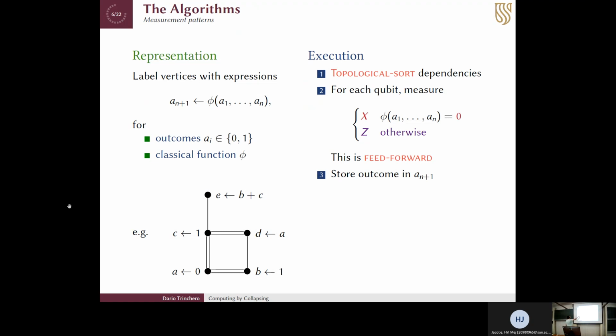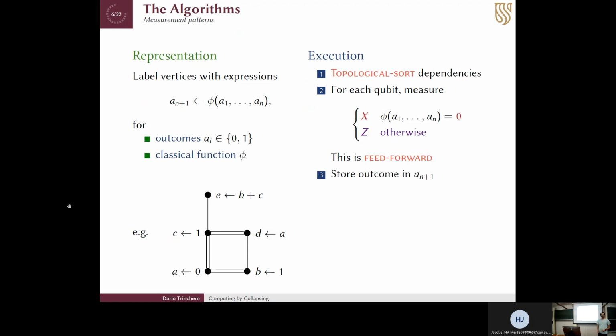So the a_i represent outcomes. In particular, the a_i appearing as arguments to the function phi are the previous outcomes. Phi is some classical function that will compute, and the result of that function will tell us whether or not to measure an x or z basis. I should mention all of these variables are between 0 and 1. In particular, phi also returns 0 or 1. So here's an example labeling. You can see the vertices down here are labeled with constants, but they are allowed to depend on others. So D over here depends on the value of A, E depends on the values of B and C.